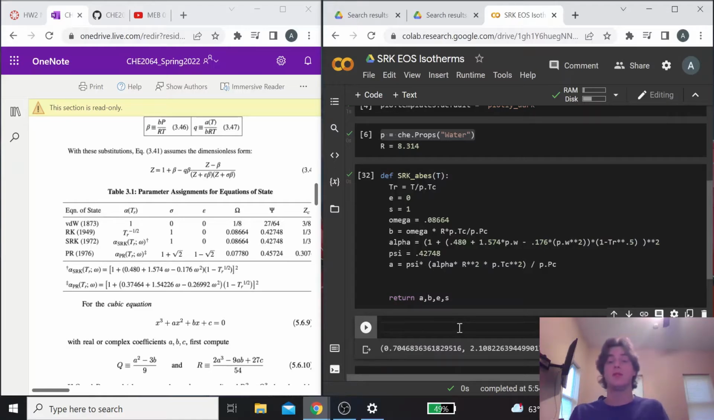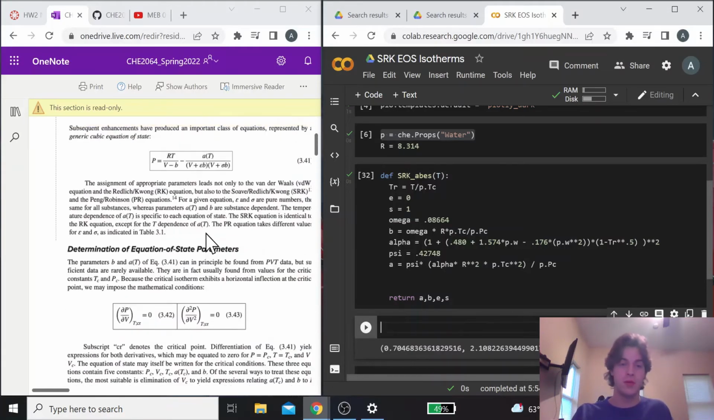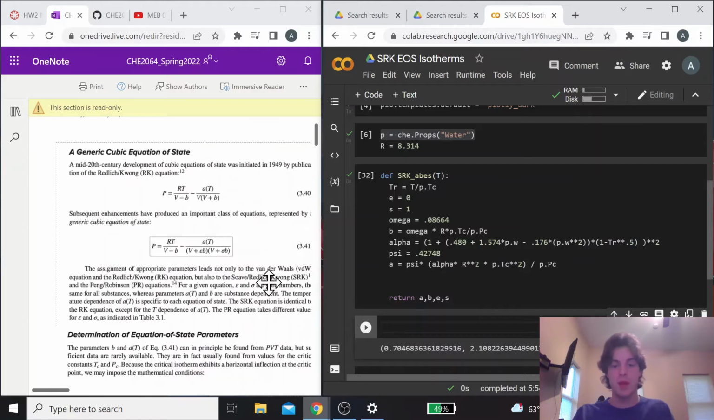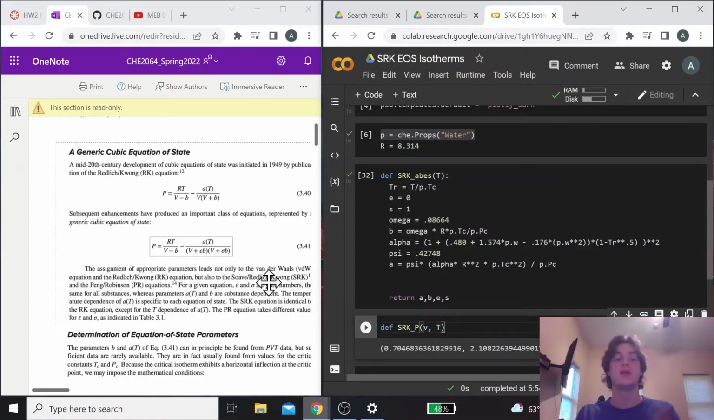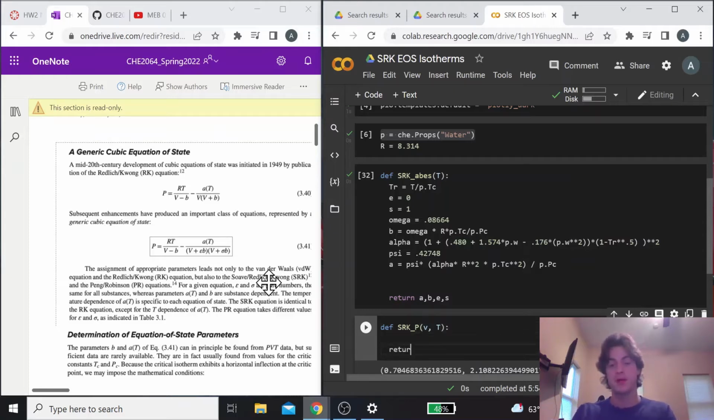So our next step is to actually calculate the pressure. I'm going to come back up here to our generic equation of state, and create another function, and I will call it SRKP because we'll be calculating the pressures using the SRK equation of state. We need to pass it the excluded volume and our temperature, right? Because the excluded volume is the independent variable, and T will be held constant for our graphs. So now this is just going to return our equation.